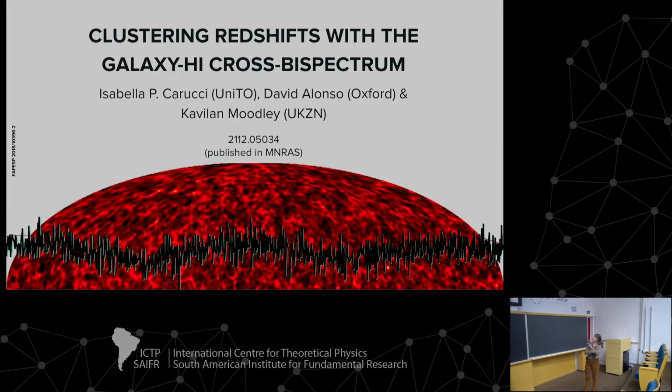So I'm going to skip now to a very different subject in the remainder of my talk, which is something that I did with these people here. This was actually an idea of Davi Alonso, and we developed this in the last year of my PhD, which is using the bispectrum now, not the power spectrum, but the bispectrum between galaxies and intensity mapping, in order to improve the measurements of photometric redshifts. So I'm going to explain this a bit better.